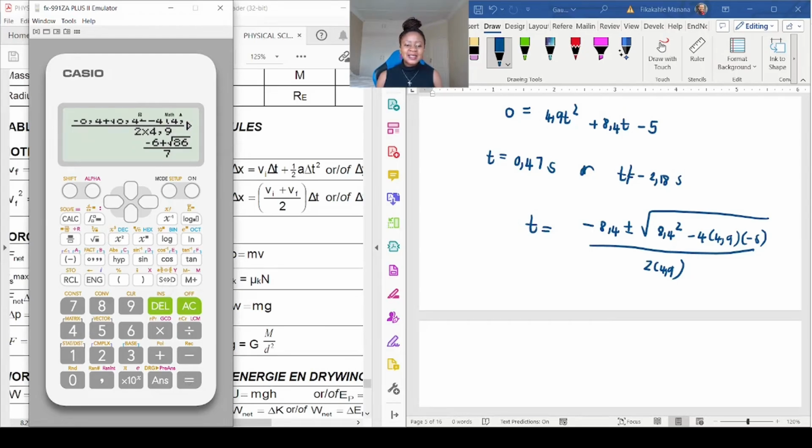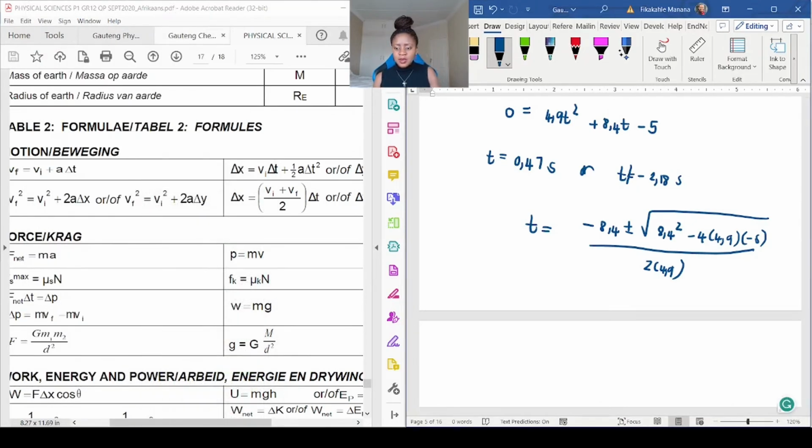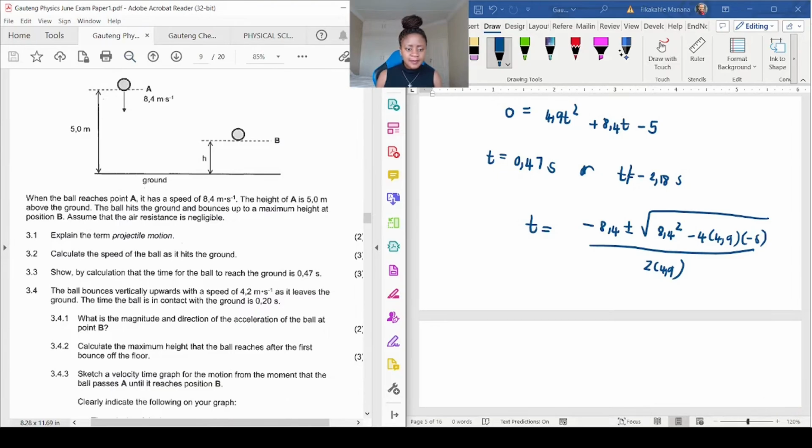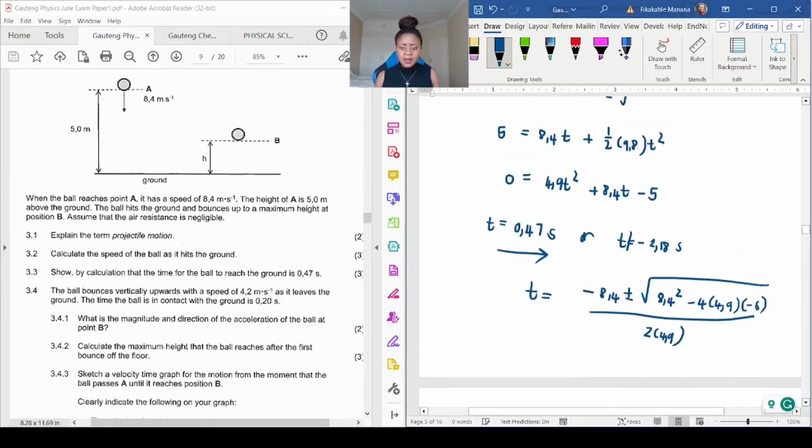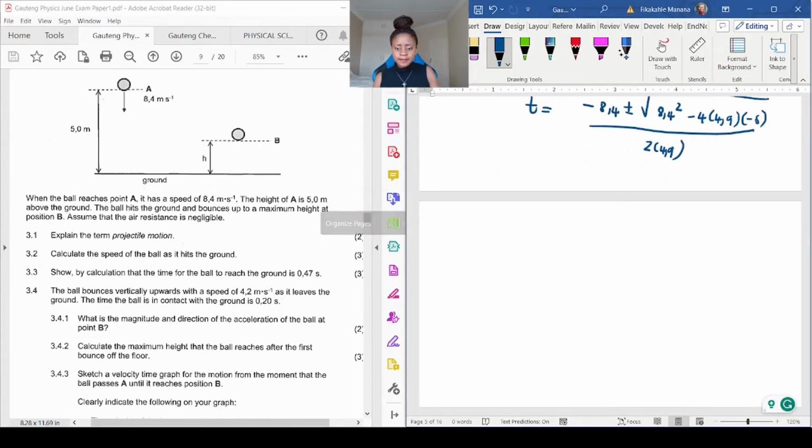Okay, so there is the negative answer. No, that's the 0,47, right? And then the negative portion, negative 2,18, which is not what we're going to use. All right. So yes, so they did say we should prove, right? Yes, 0,47 seconds. I've shown it. Great. Now 3,4.